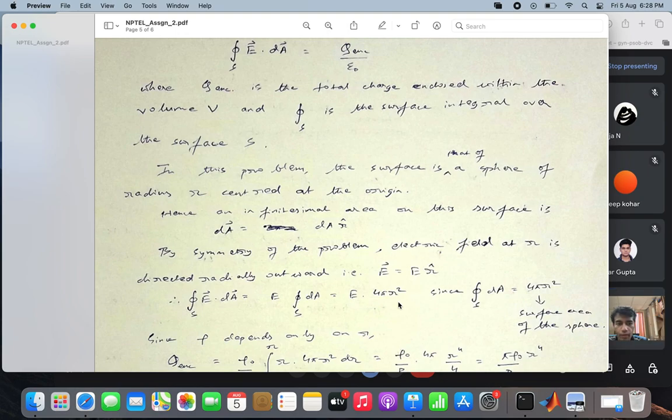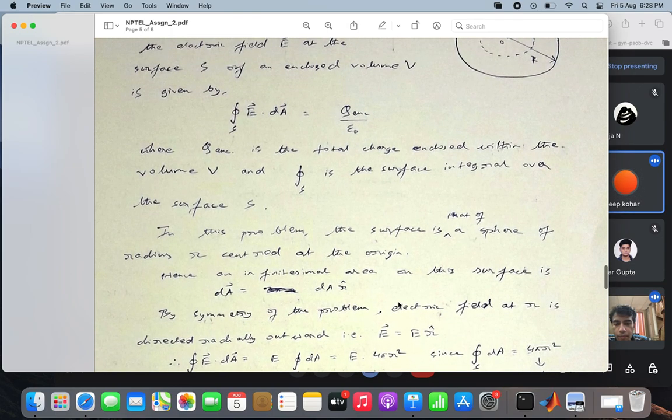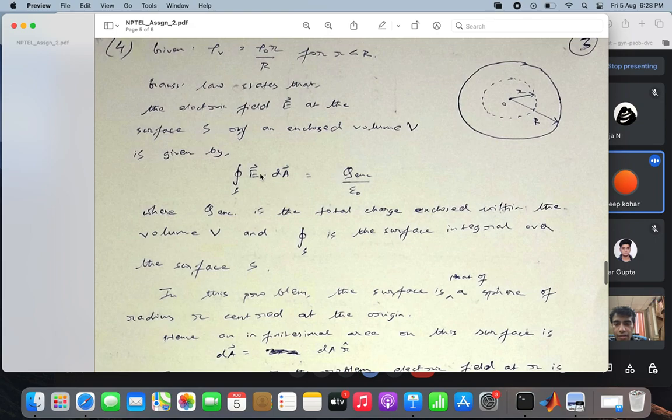Yes, sir. Please repeat, sir. Okay, I'll repeat it once again. So what we have to find is E dot dA, the dot product of E and the area element. E dot dA is basically the flux of the electric field passing through the surface of a sphere of radius r, because here my Gaussian surface is a sphere, because my charge distribution has a spherical symmetry.